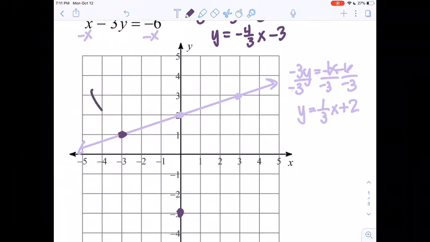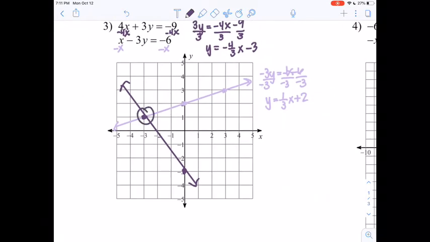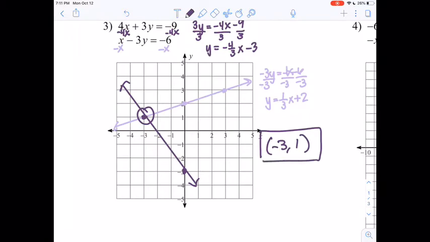Sorry, guys. And so where they intersect, that is my answer. So that is at -3, 1. So x is equal to -3, y is equal to 1.